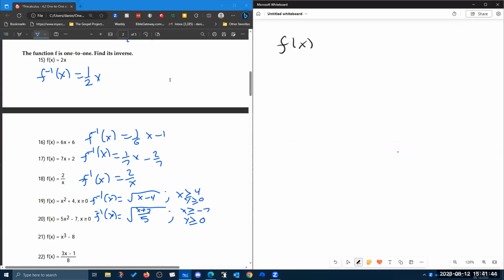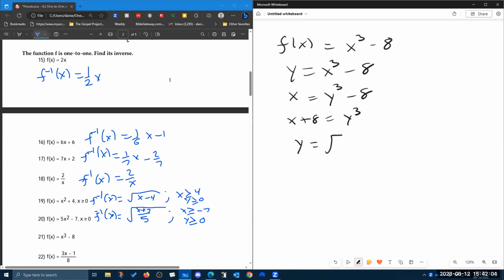If f of x is equal to x cubed minus 8, then y equals x cubed minus 8. I'm going to switch x and y. X plus 8 equals y cubed. Y equals the cube root of x plus 8. That's my f inverse of x.